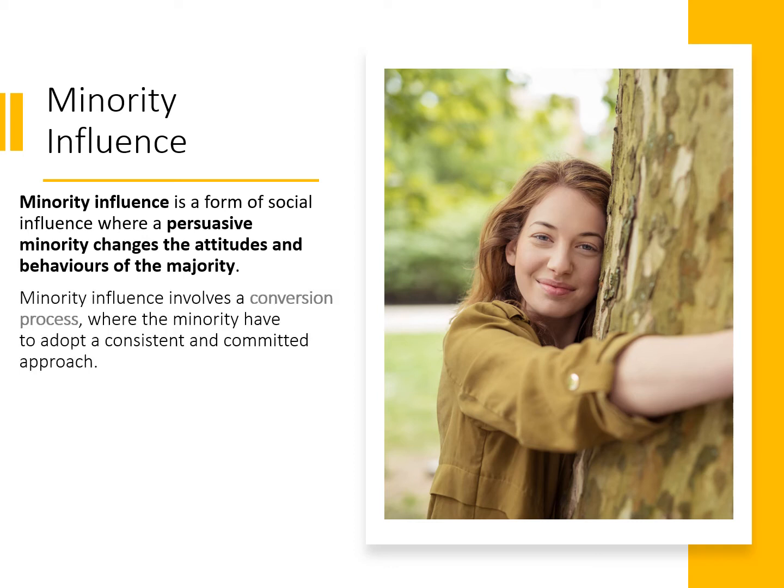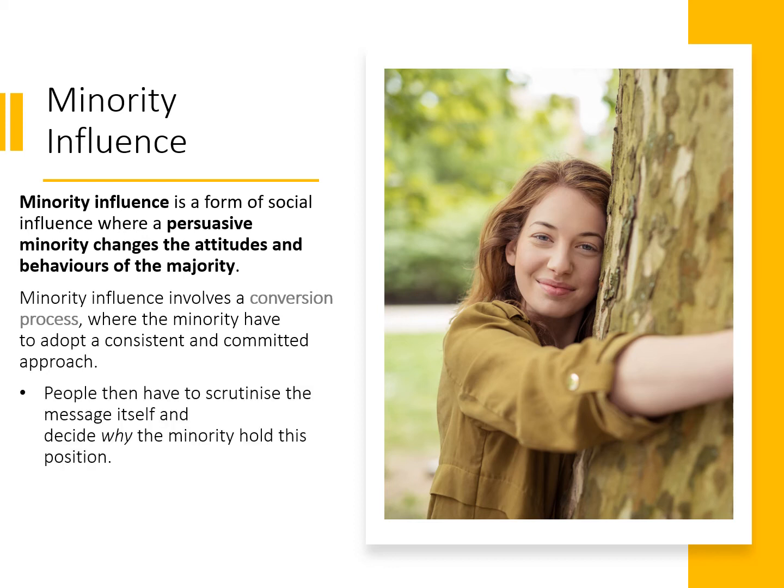So when a minority influences a majority, it involves a conversion process. The majority has to be converted to their point of view. And in order to do this, the minority have to be consistent and completely committed to the approach. People then have to scrutinise the message itself and decide why the minority hold this position. So where are they coming from? What is the rationale behind their thoughts? Is it worth spending time over this, or is it just something that we ignore?